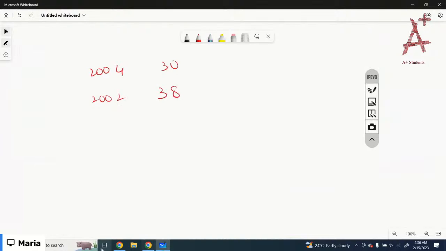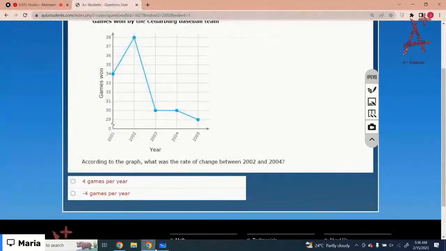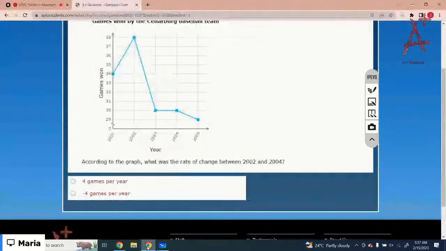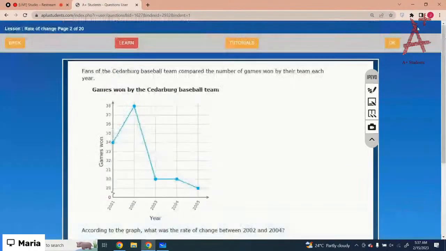Okay, so the difference between the years is 2. So you have to do 30 minus 38 divided by 2. So 30 minus 38 is negative 8. Negative 8 over 2 is negative 4. That means the rate of change is negative 4 games per year. Got it? The rate of change is negative 4 games per year.